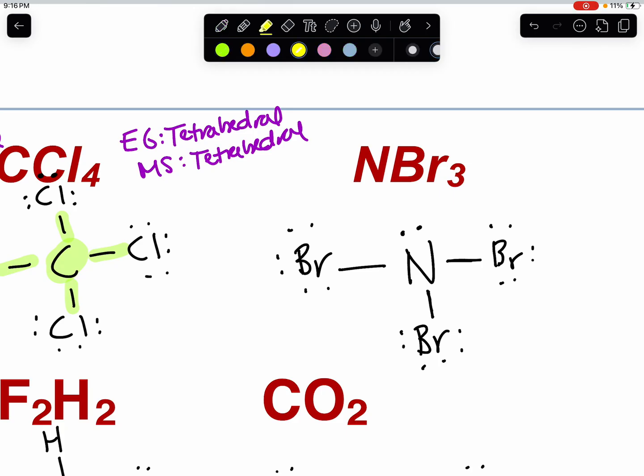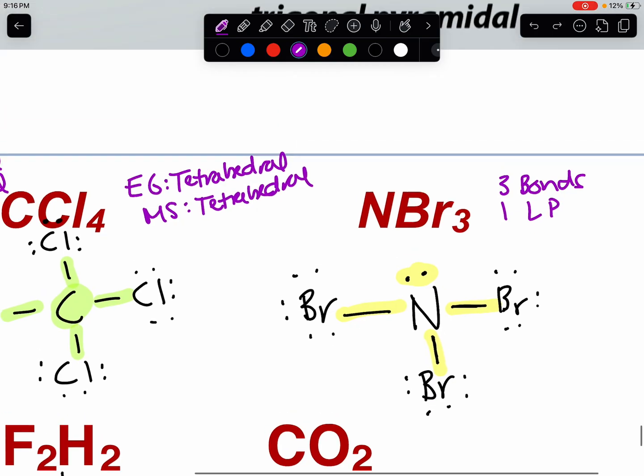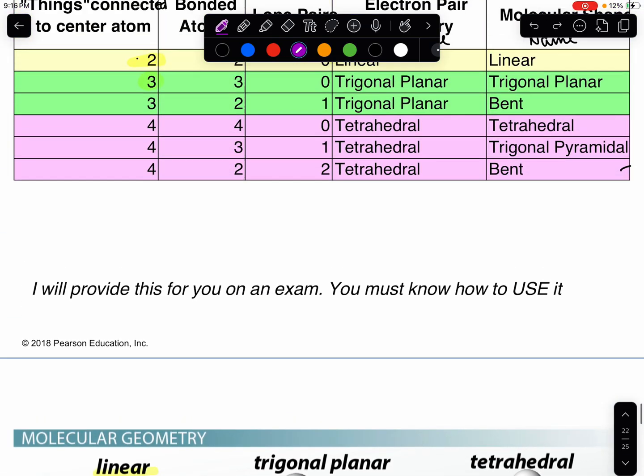Now, NBr3 is our first one that, although we have 4 connections, 1, 2, 3, and remember, this is a connection as well. So there are 4 things connected, all right? But 3 of them are bonds, and 1 of them is a lone pair. We see 1 lone pair, and we have 3 bonds here. So that is going to take us into a different molecular shape name.